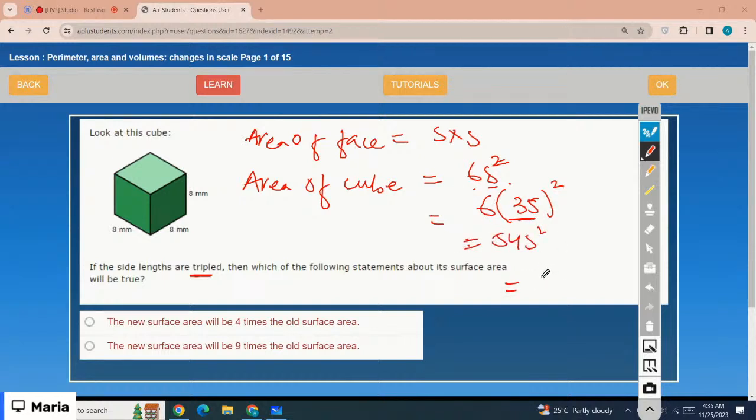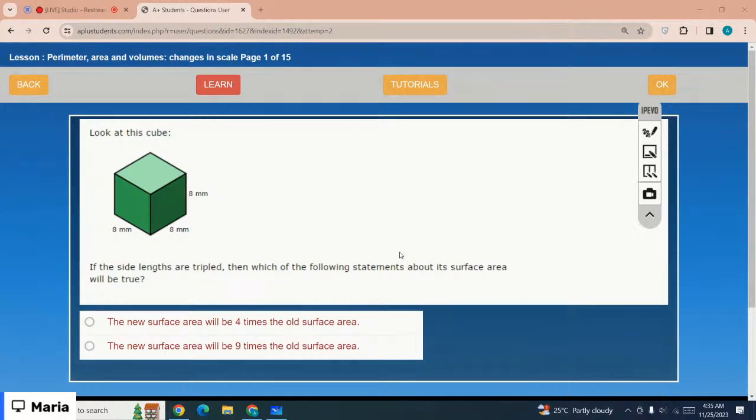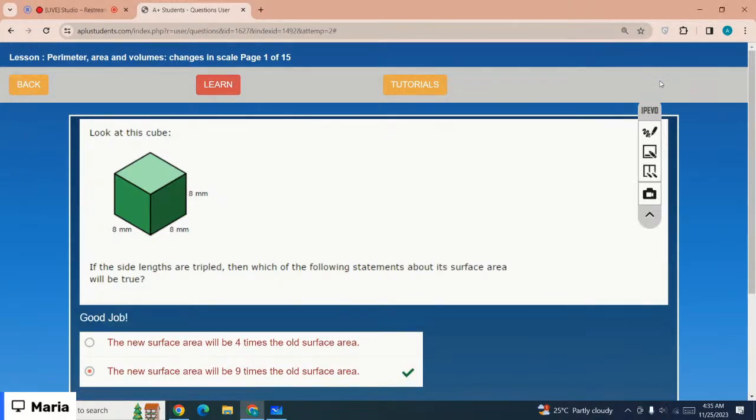So if you divide the new one by the older one, s squared cancels out, and 54 divided by 6 is 9. That means the new surface area will be 9 times the old surface area, right? The correct option is 9 times the old surface area.